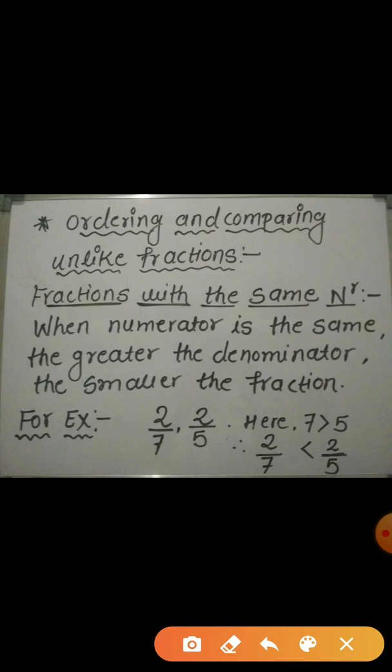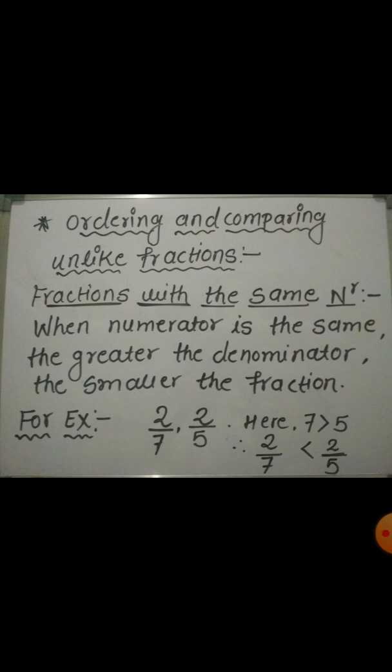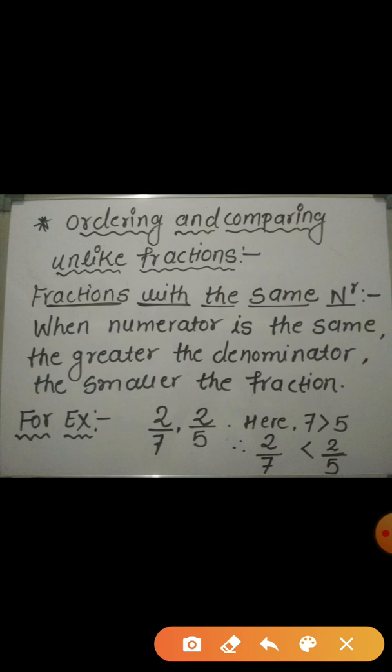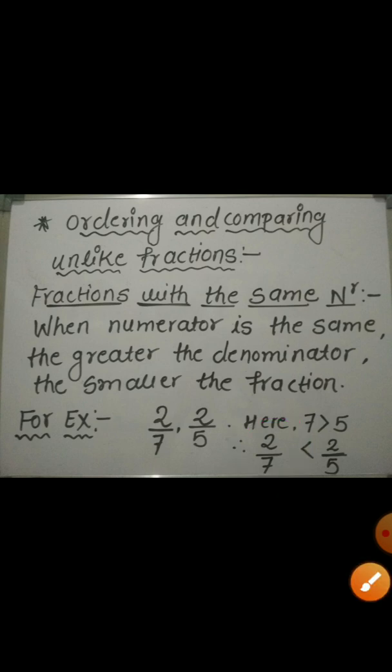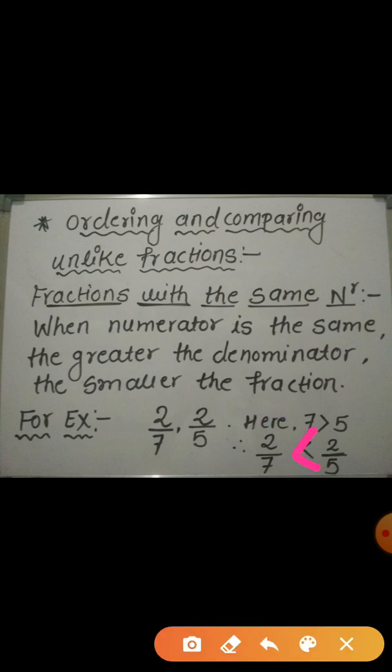And what are the denominators here? 7 and 5. In 7 and 5, 7 is bigger than 5. Hence, fraction with the bigger denominator will be smaller. Therefore, 2 by 7 is smaller than 2 by 5.